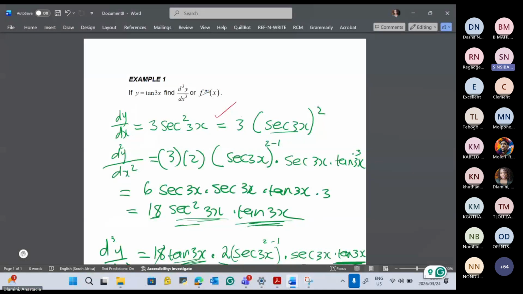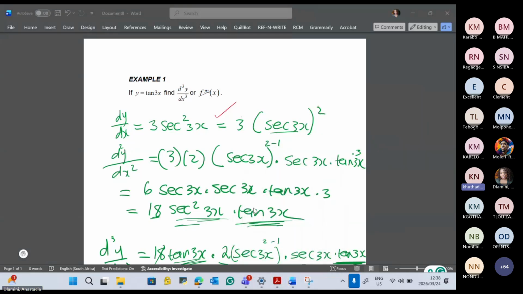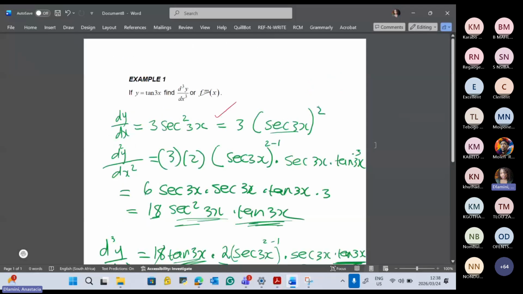Guys, where's the mistake? No, I don't see anything wrong. Okay, ma'am, let's go here. Ma'am, the second one is not okay. The second one is not supposed to what? I'm saying it's not 18 tan 3x plus 18 tan cubed 3x.